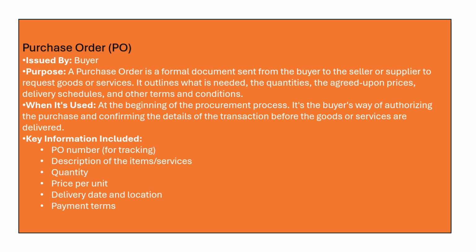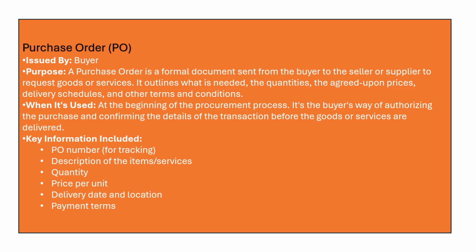So in this, the buyer is authorizing some of the details of what they want to purchase, and all the details they want to confirm with the transaction before the goods or services are delivered. They will list items like PO number for tracking, description of the items or services, quantity, price per unit, delivery date and location, and payment terms. So all the key information will be included.